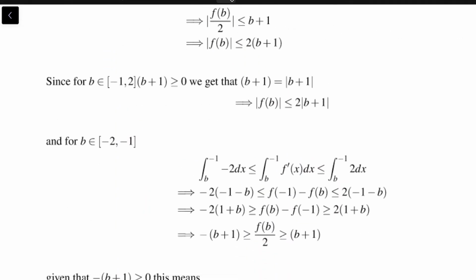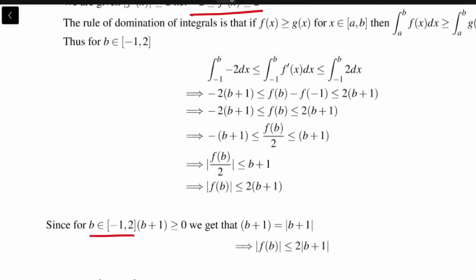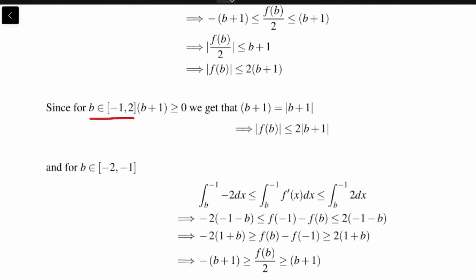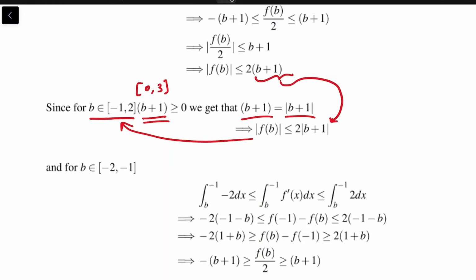Next, we will take the second range. So basically for b belongs to minus 1 comma 2, b plus 1 will be in 0 comma 3, so that's purely non-negative, and so we can take that b plus 1 is equal to mod of b plus 1 and replace b plus 1 by mod of b plus 1. So this is the inequality number 1.